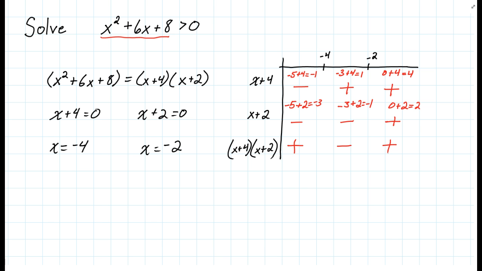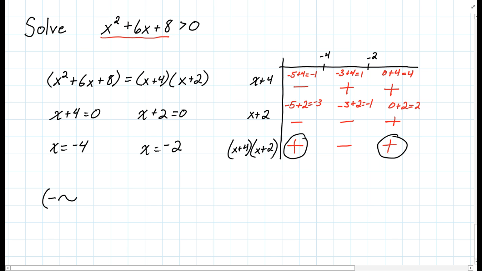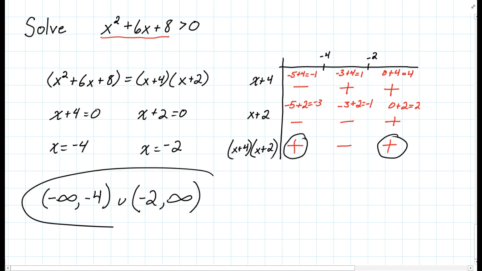So our answer is going to be wherever we see plus signs, right? Because we're looking for when we're greater than 0. So we'll go from -infinity to -4, open, union, -2 to infinity. And we're open because we don't have equality at 0. So this is our answer.